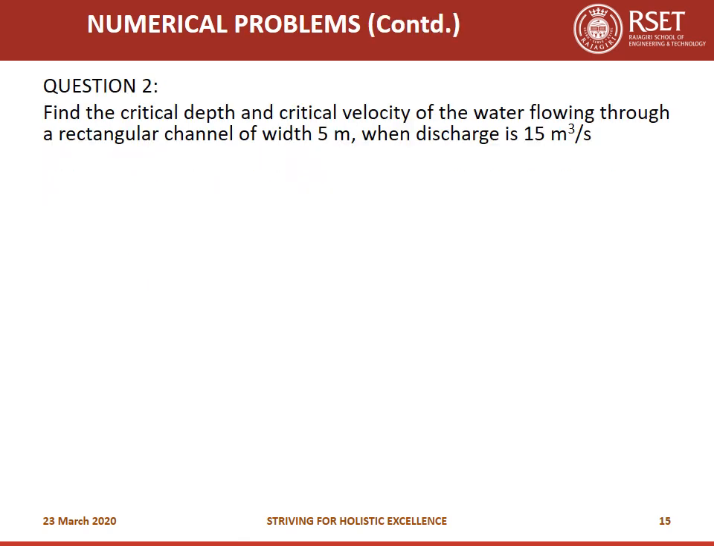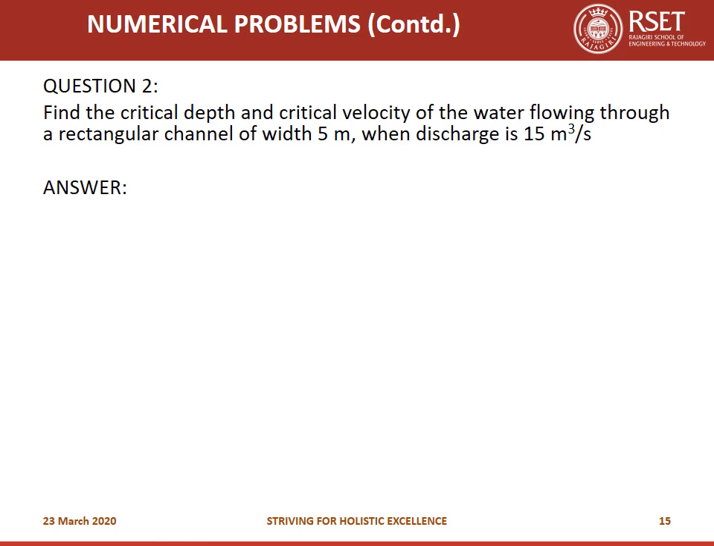Let's go to the next question. Find the critical depth and critical velocity of water flowing through a rectangular channel of width 5 meter when the discharge is 15 meter cube per second. Again, we have ready-made formulae for critical depth and critical velocity. The width of the channel is given, the discharge is given. All you need to do is find out the value of small q, substitute to find out the value of critical depth. Once you get the critical depth, you can simply find out the critical velocity. You can pause the video, work out this problem, and then go and check the solution.